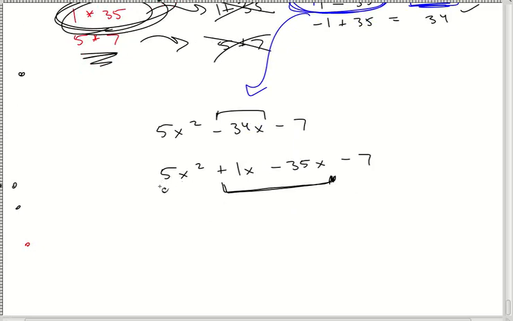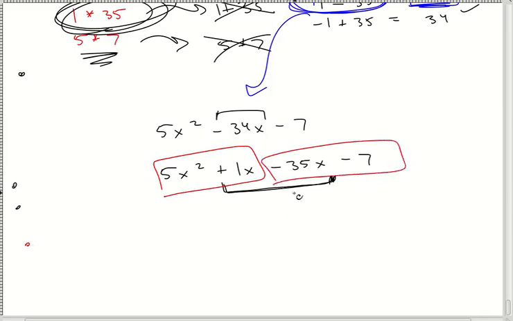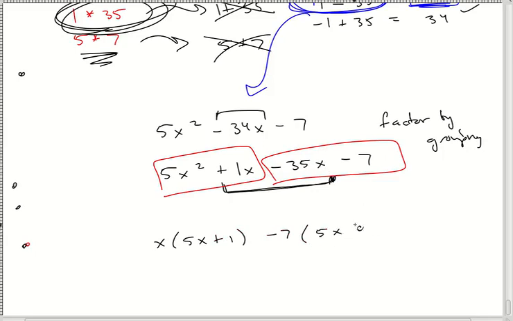I think that if I look at this now as factor by grouping, this is a group, this is a group, there might be a way for me to somehow get an answer really quickly. Looking at this group right here, this is factor by grouping. What do they have in common? X. Took one x away from both of those. Here, what do they have in common? They both have a minus sign, and they both have a 7. Leaving behind a 5x plus 1.